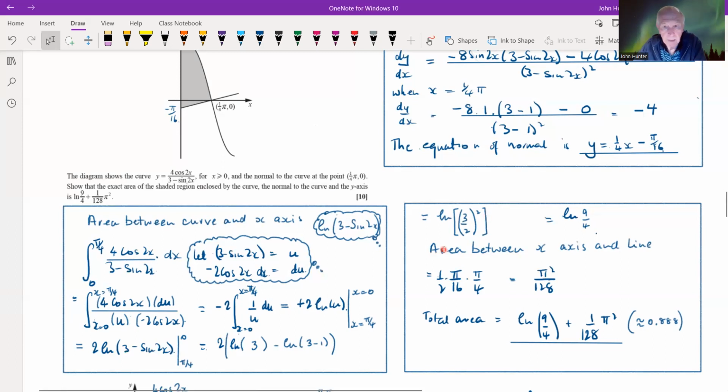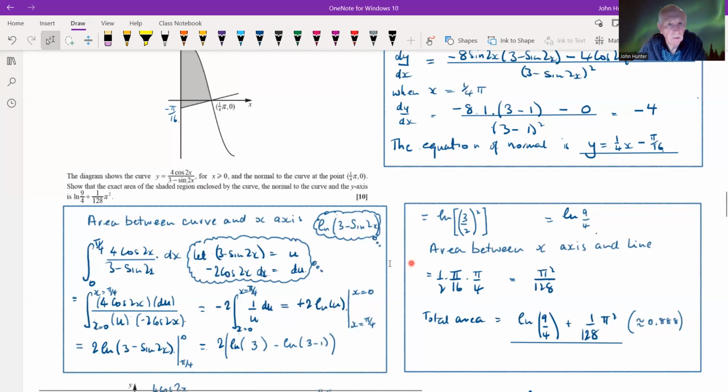Right. Now, so we've done the area under the curve down to the x-axis. Now, the area of the triangle, well, basically it's just half base times height. One of these is the base, the other is the height, whichever way we look at the triangle, and that's going to give us pi squared divided by 128. So here we go. We've got this and this. Total area equals that, which incidentally comes out to this sort of figure here. So that is it. There's your 10 marks.